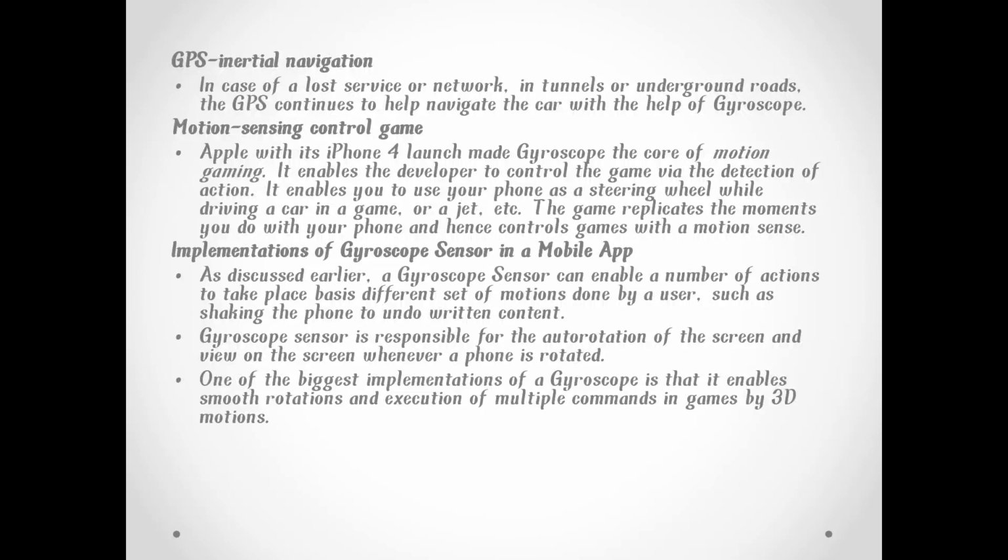GPS in-rail navigation. In case of a loss of network services, in tunnels or underground roads, the GPS continues to help navigate the car with the help of the gyroscope.